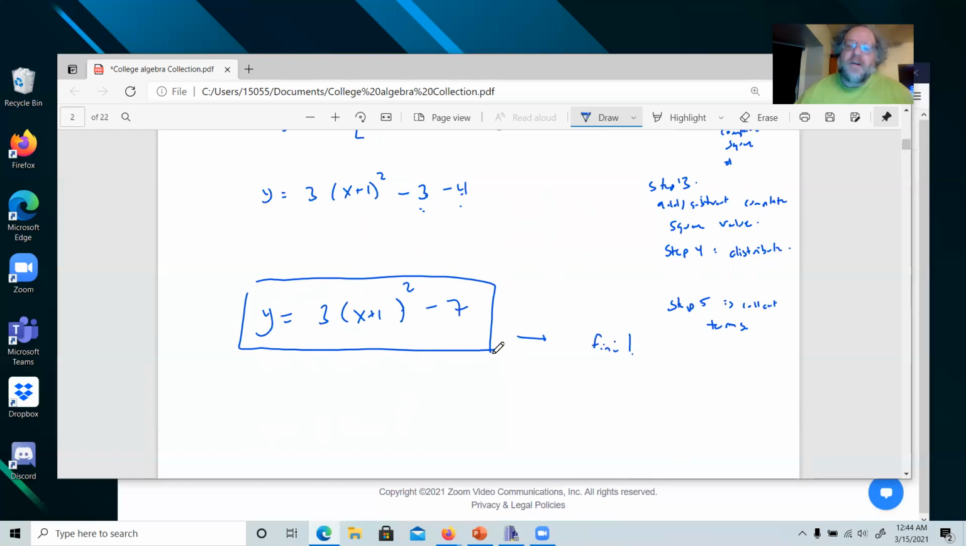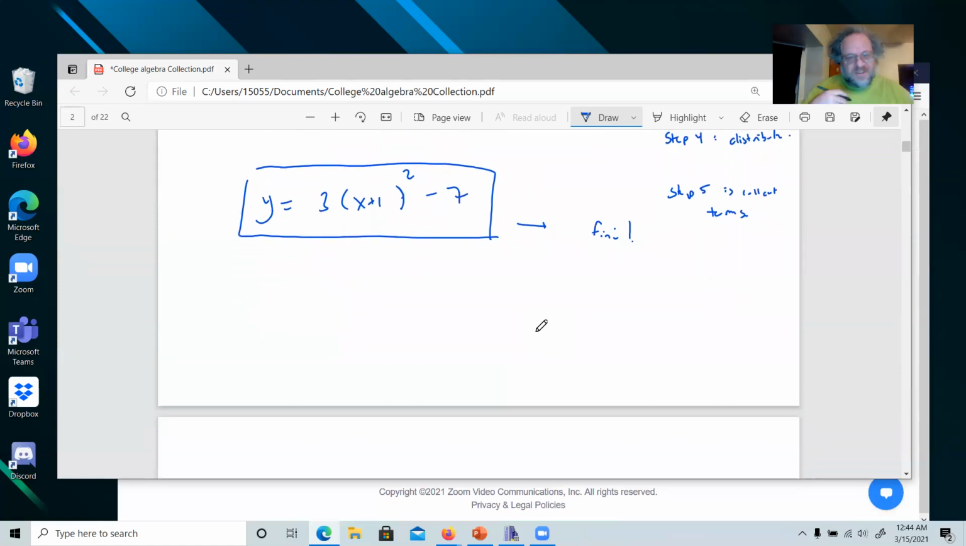Now we get to the next part, because the first part of the problem was to put this thing into vertex form. The next thing is they're going to ask you a ton of questions about this. Like, what's the vertex? Well, remember, this is 1 to the left, and 7 down. So my vertex is -1, -7.